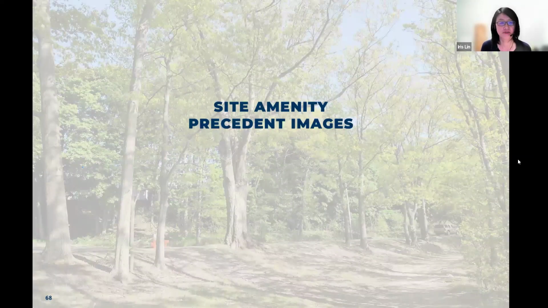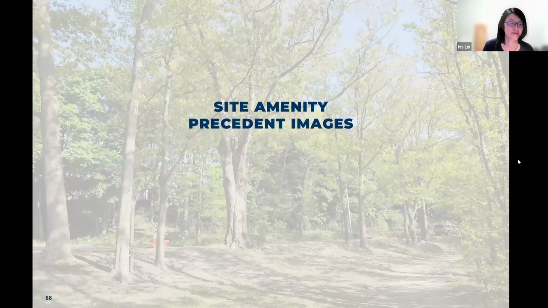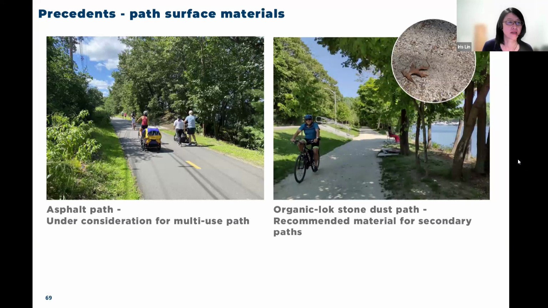So we are going to show you some of the site amenity precedent images. This one shows the potential paved surface. We are considering the S4 path for the 12 feet wide multi-use path, but it's still to be decided during the design development phase. And we are also considering an organic rock stone dust path for the secondary path. Next.